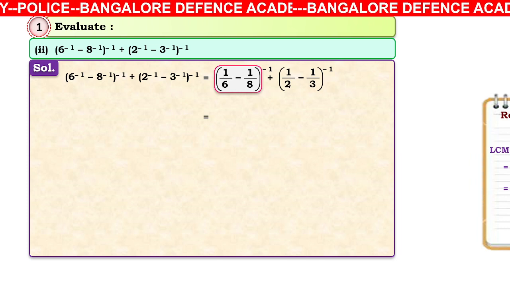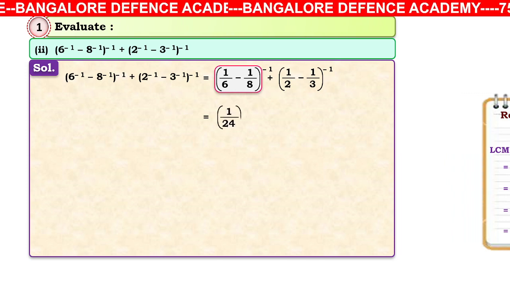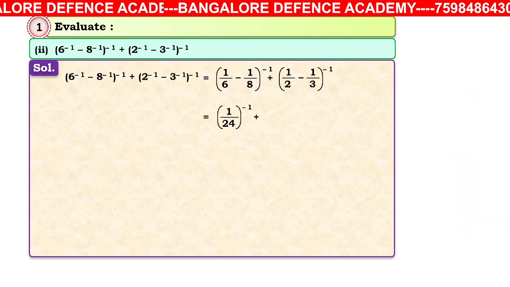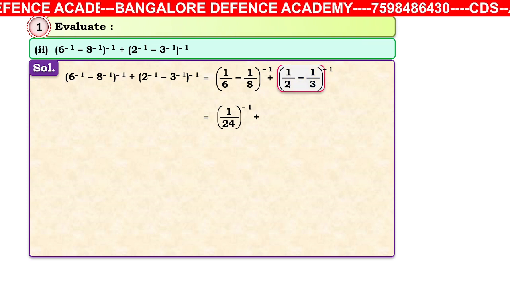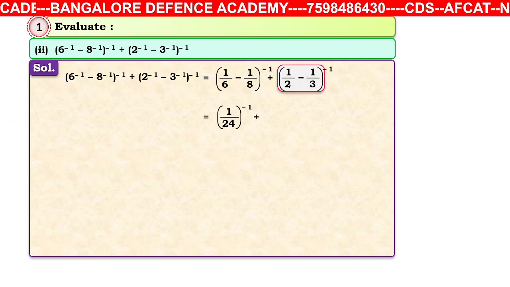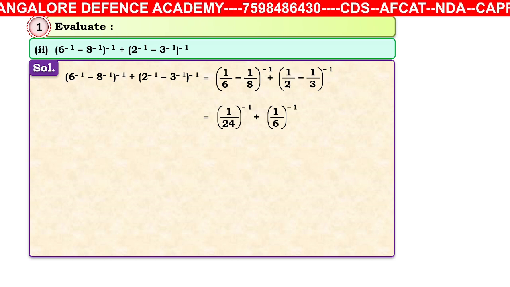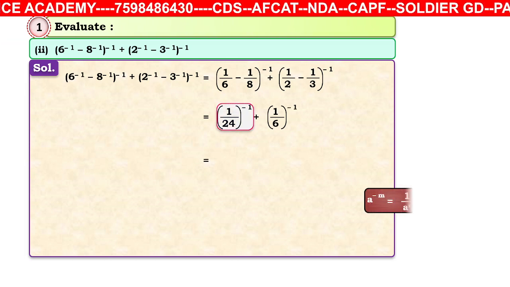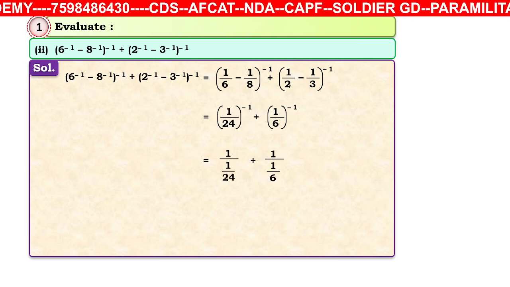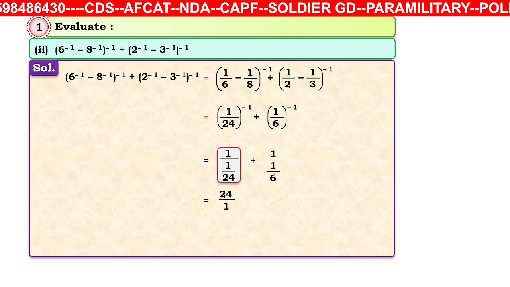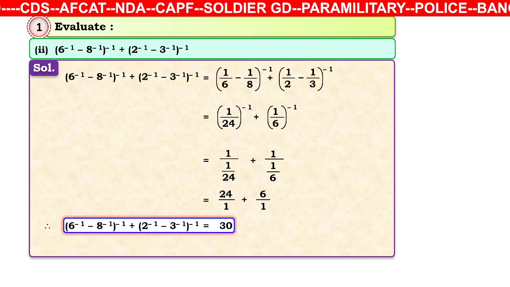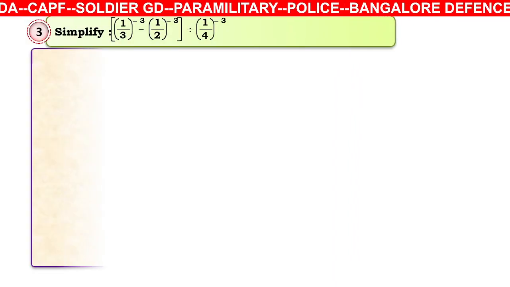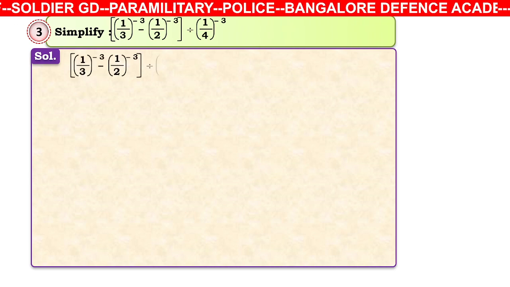Now first try to solve the bracket taking the LCM method. Okay, so when I take the LCM method, here I have 1 by 24, to the power of minus 1, and here I have 1 by 6 to the power of minus 1. Now taking the reciprocals, this can be written as 24 and this can be written as 6. So 24 plus 6 gives me 30. So the final answer is 30. Okay, I hope you people are finding it easy. With practice, you can do it much faster.